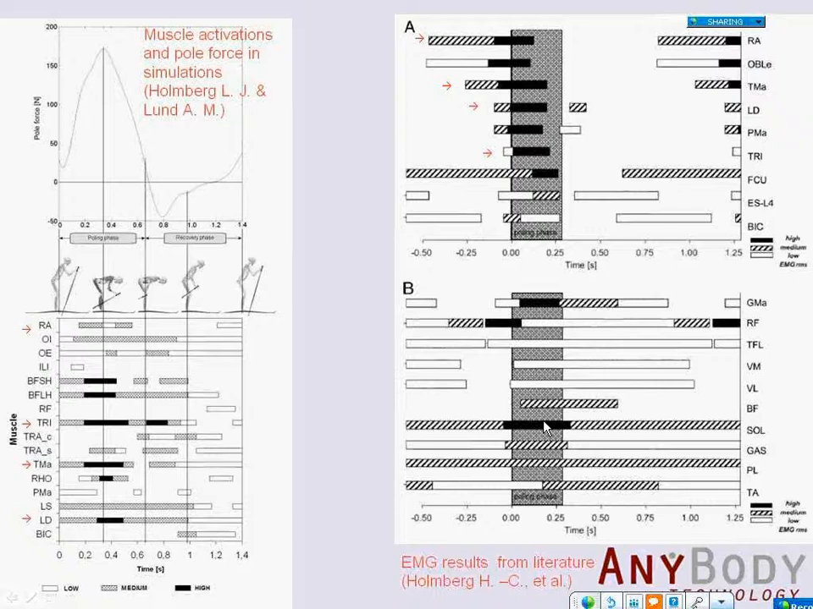The biceps femoris long head, as we have in the simulation study here, is an example of a leg muscle that agrees somewhat anyway with the roller ski study. And you can say that in parts where kinematics is more accurate, the activities show more consistency.